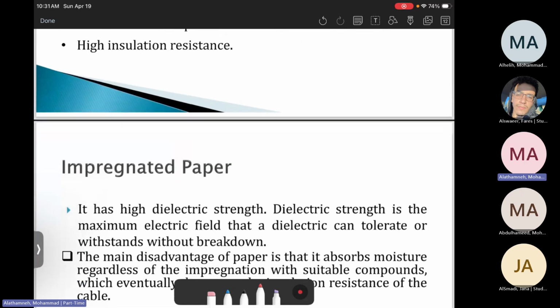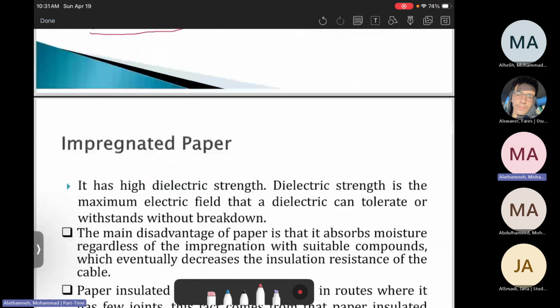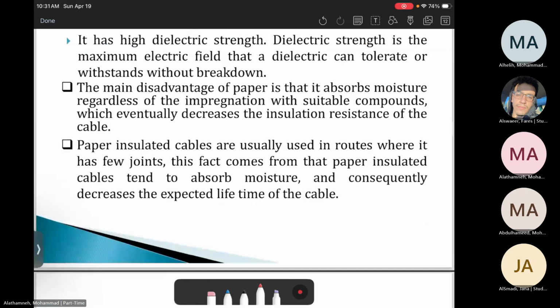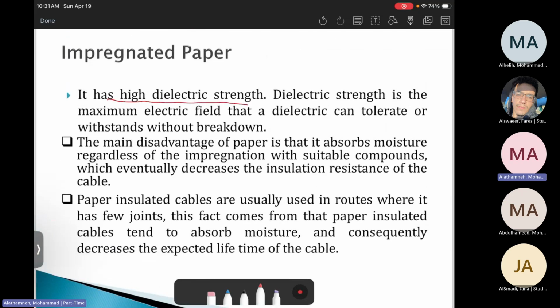That's what we need to think about. So the impregnated paper, the good thing about it is that it has high dielectric strength, which is the maximum electric field that the dielectric can tolerate or withstand without breaking down. The main disadvantage of this paper is that it absorbs moisture regardless of the impregnation with suitable compounds. So, it is absorbing moisture.